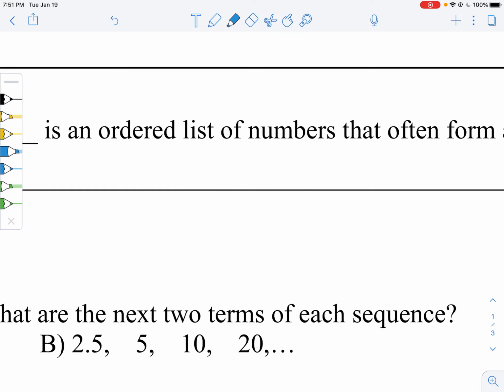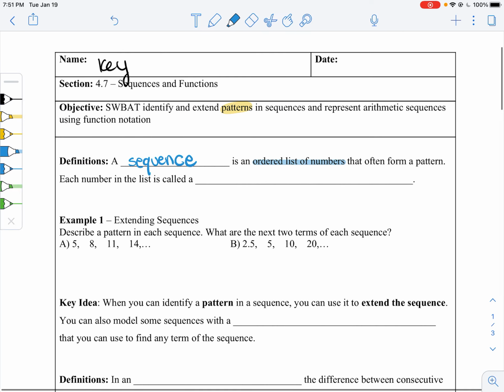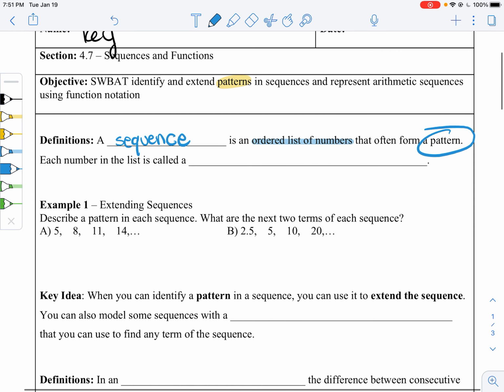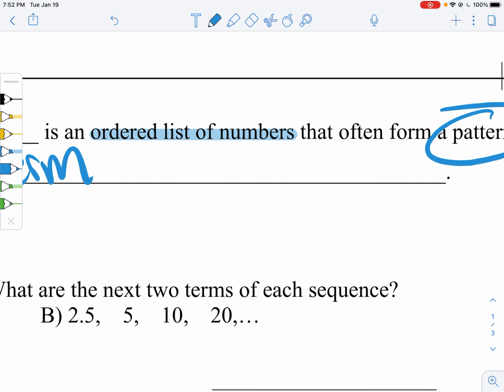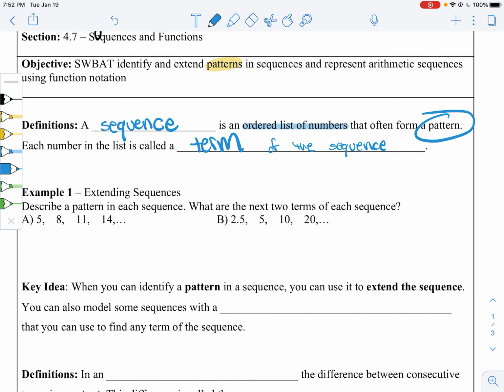A sequence is an ordered list of numbers. So it's numbers together in a list. The key idea here is that they form a pattern. Just like you want to get 4 in a row when you're playing Sequence Junior. Each number in the list is called a term. It's a term of the sequence, but we'll just refer to it as each term. So when you hear term, think of this is a term, this is a term, this is a term of a sequence, like that.